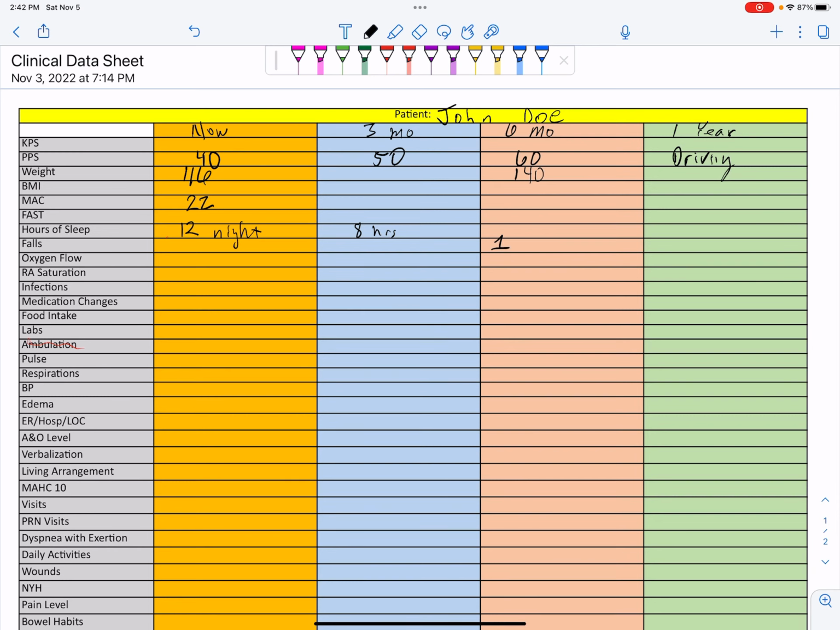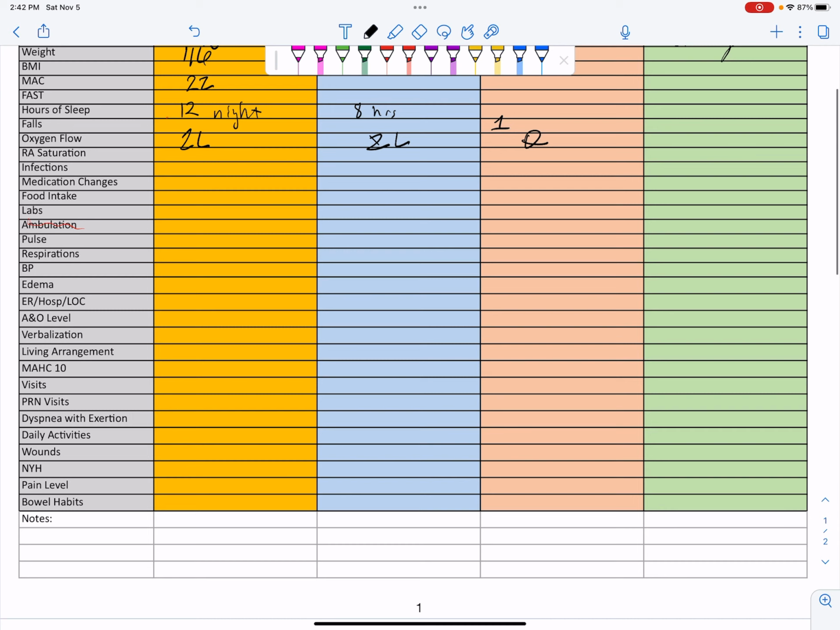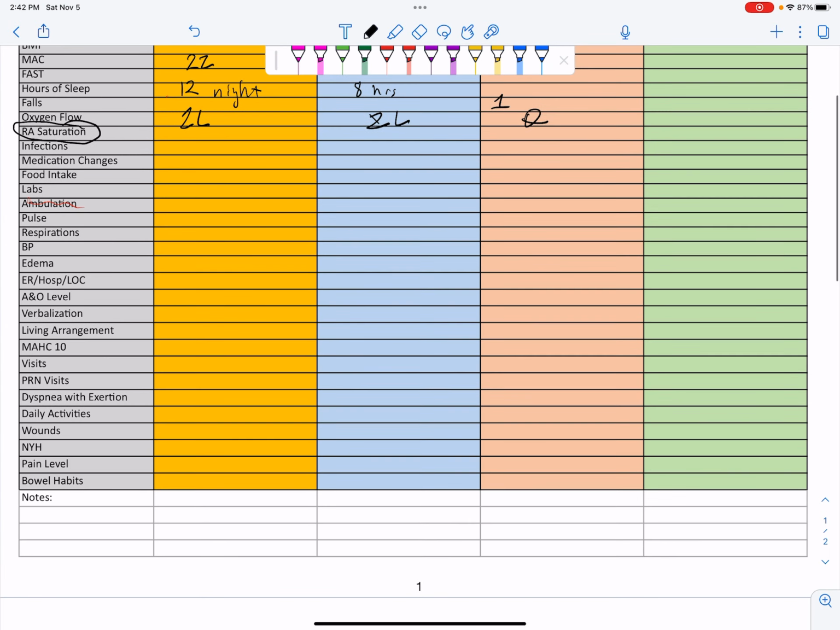And then you could talk to them about oxygen flow. Maybe they're on 2 liters now. And 3 months ago, they were still on 2 liters. But then 6 months ago, they weren't on oxygen at all. And you just work your way down on this. This is more for recertifications. I don't usually mess with folks on that unless they have some detailed information.